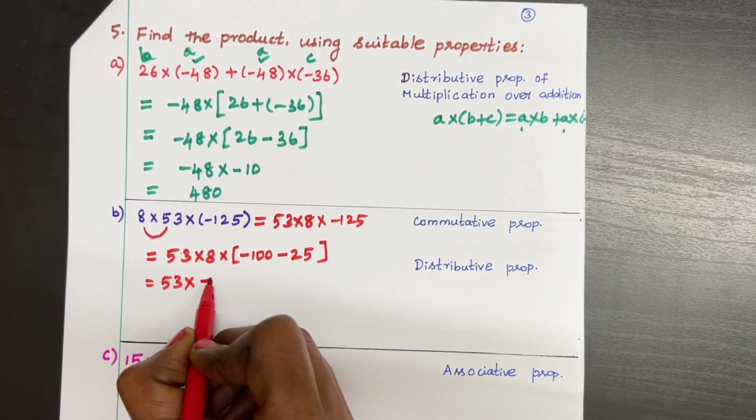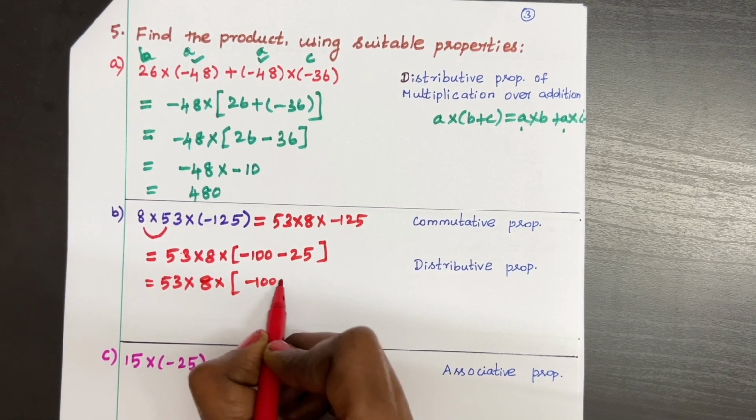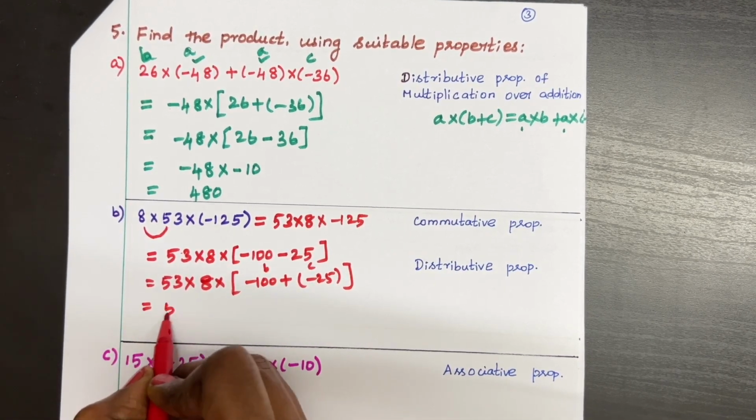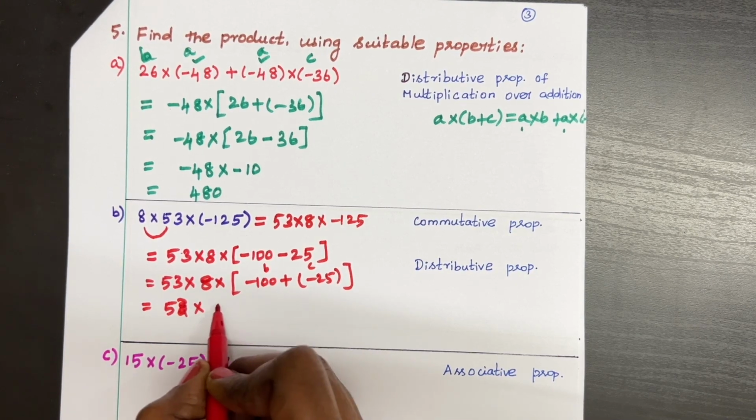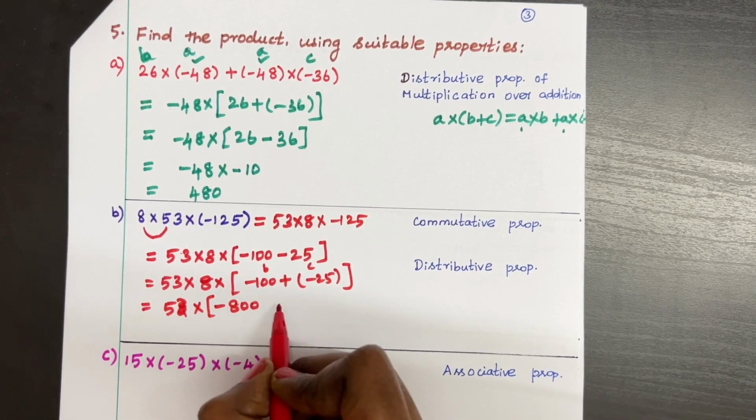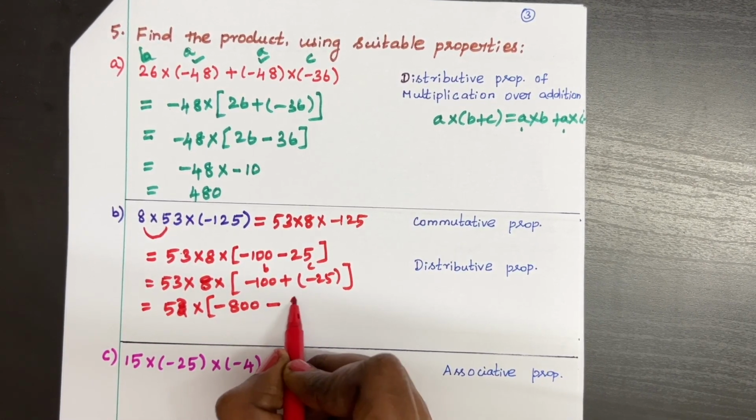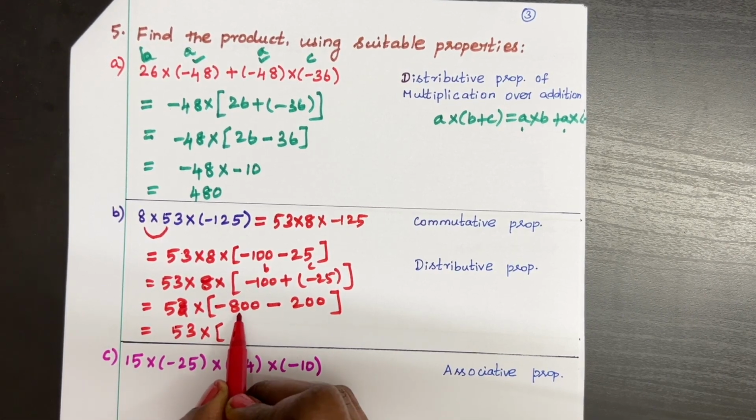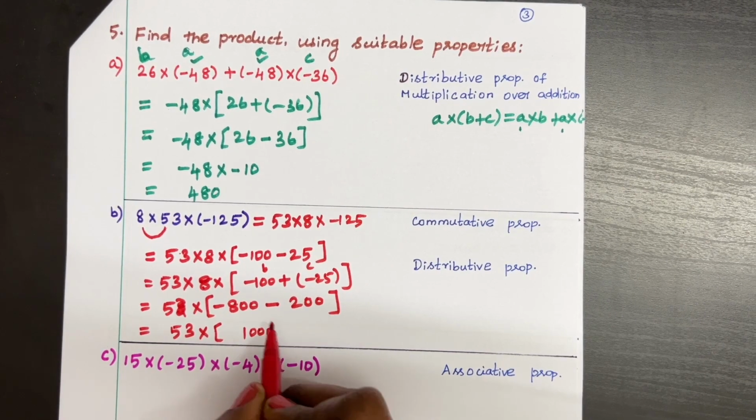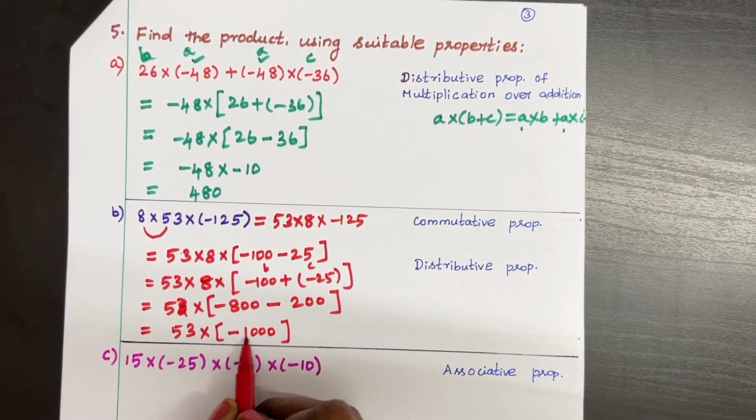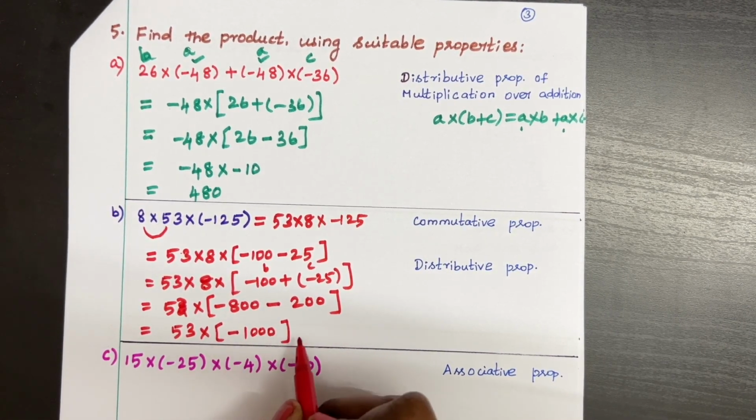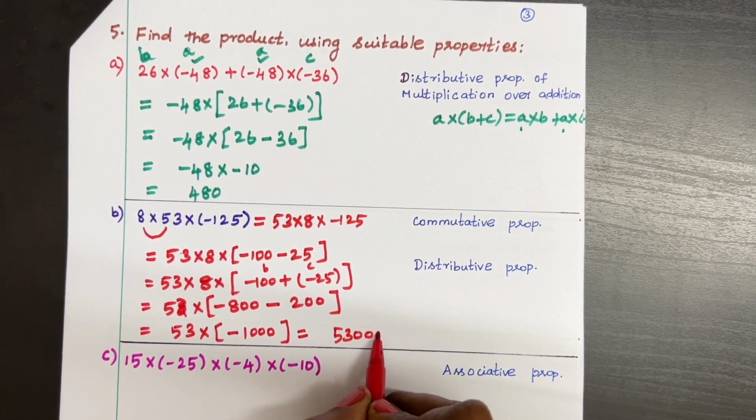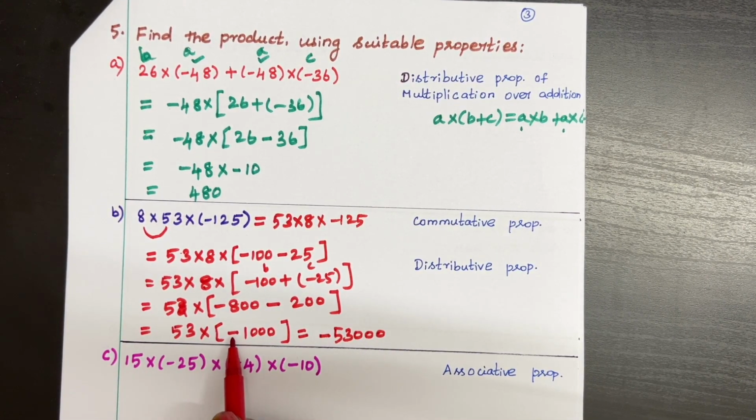See here, 8 into minus 100 plus of minus 25. Same thing, no? This is our B and this is our C. Now multiply this with the 8. 53 into 8 into minus 100 is minus 800, plus minus, so minus 200. 25 into 8 gives you 200, which is equal to 53 into 800 plus 200 gives you 1000, but the sign here is negative. See, like signs, I am adding this. So 800 plus 200 minus, it is easy we can multiply, no? 53 into 1000 is 53,000, but negative sign, because positive into negative gives us negative sign.